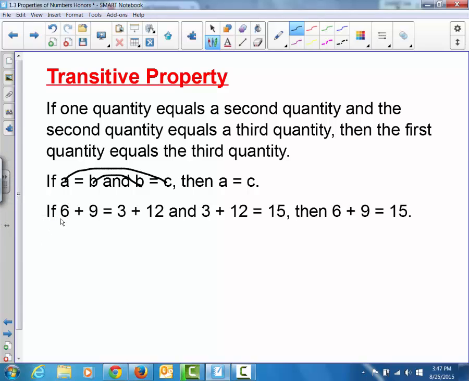Now with numbers, if 6 plus 9 is equal to 3 plus 12, and 3 plus 12 is 15, that means 6 plus 9 must be 15. That's called the transitive property. If one thing is equal to a second thing, and the second thing is equal to a third thing, then the first thing is equal to that third thing. Oh man, you got to think about that one, don't you?